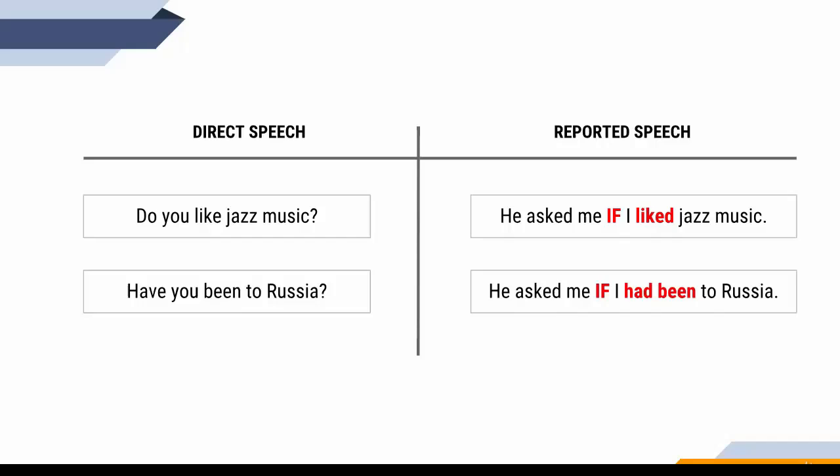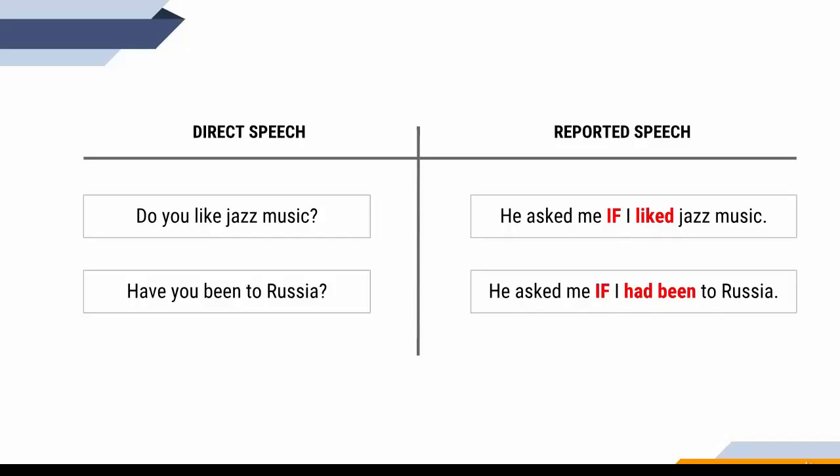So, do you like jazz music? Present simple in the question needs to go into past simple. Because it is a general question, the transformation starts with if. He asked me if, and after that, past simple: if I liked jazz music.